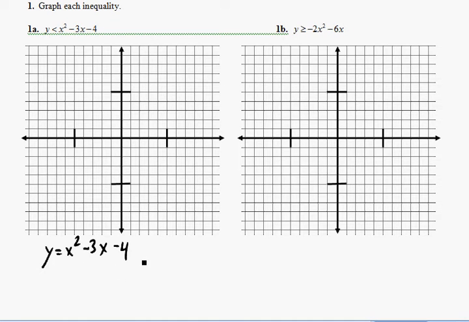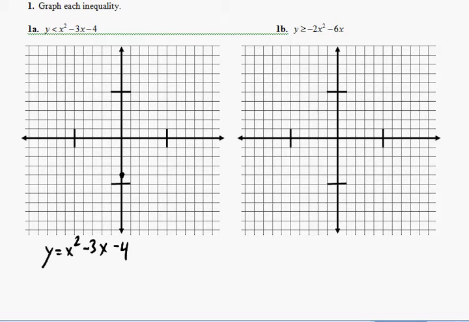Let's start by graphing this equation. We should know a few things about the graph of this equation just by looking at it. For instance, we should know that it's a parabola, and this parabola will open up because the coefficient of x squared is positive. We should also know that the y-intercept would be negative 4, because when x equals 0, the y would equal negative 4.